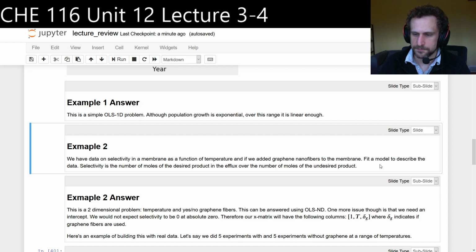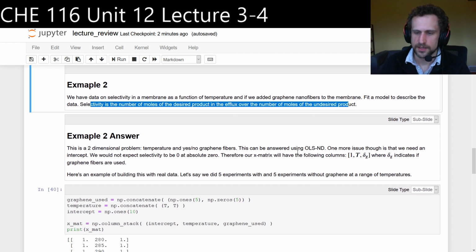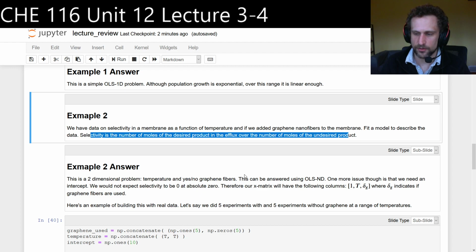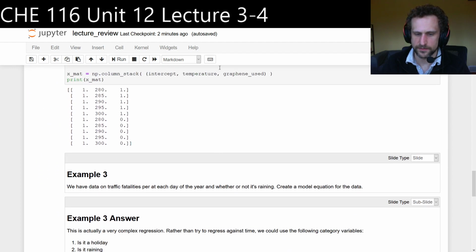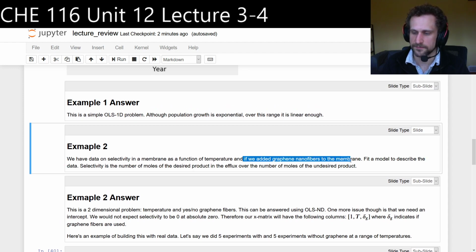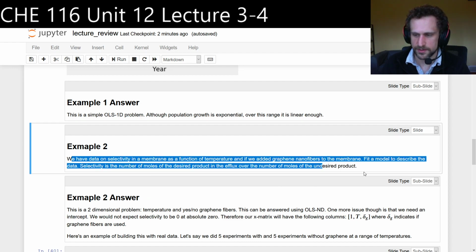So in this example, how do you fit a model to this data? This is a description of selectivity. Basically, this is one where you have ordinary least squares, but you have categorical data. Here we have categorical data, the graphene nanofibers, and temperature as a continuous variable. If we assume it's linear, we can use ordinary least squares. Maybe you want to fit some nonlinear equation, but if you think you have a nonlinear equation, you have to be able to write it down.